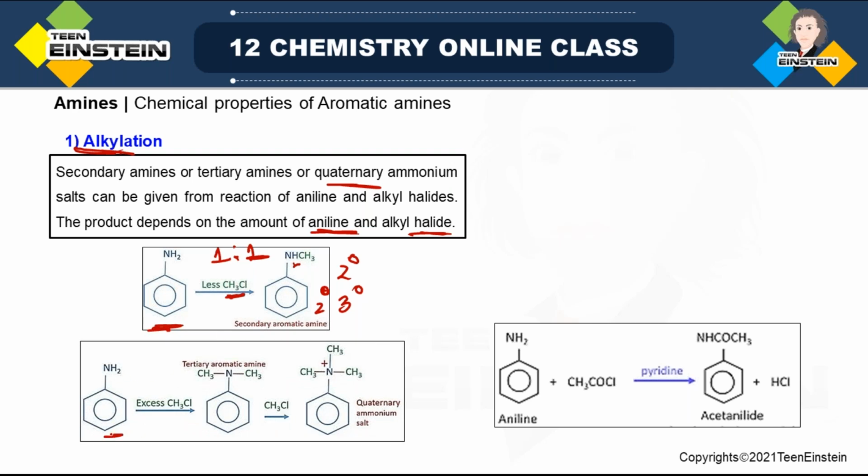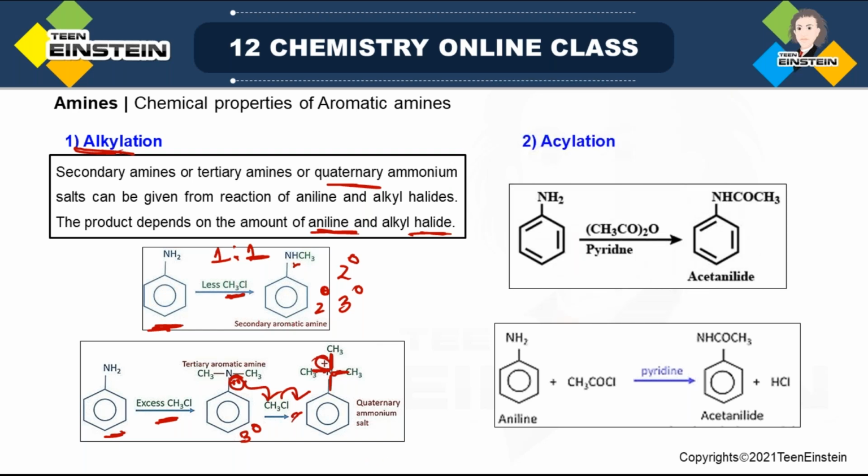See here we have taken aniline and excess CH3Cl. Now we are getting 3 degree dimethyl aniline, and you are using another mole of CH3Cl. Now the trivalency of nitrogen is already reached, and if you add another CH3Cl, the lone pair of nitrogen will attack here, Cl will be removed, and as there are a total of 4 bonds surrounding nitrogen, there is a positive charge, and this is called a quaternary ammonium salt.